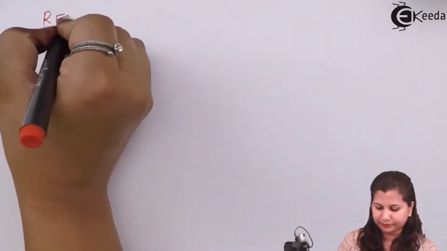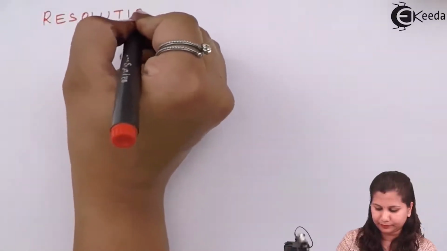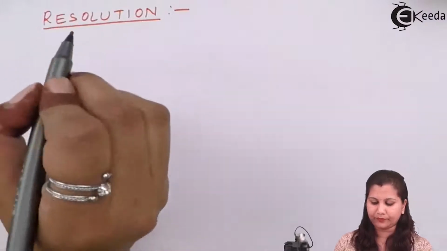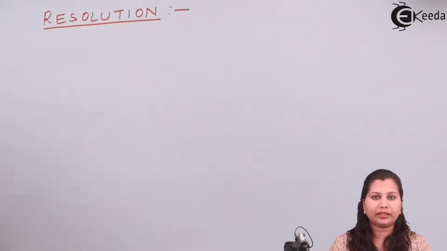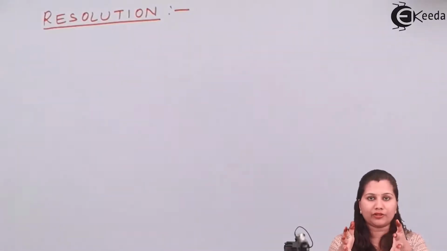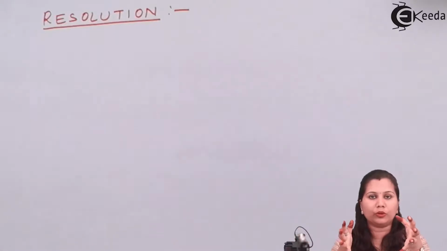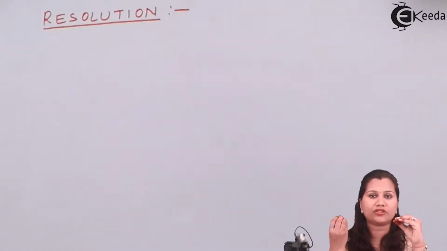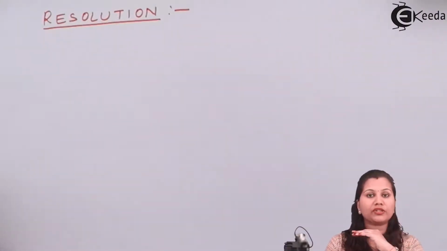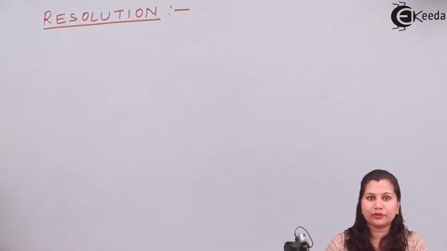Next static characteristic is resolution. Resolution means that suppose we have an instrument, and in that instrument we are applying the input. Now when we are slowly varying the input, we are not getting any change in the output. Like we are applying the input and getting the output. Now when we are slowly increasing the input, if we do not see any change in the output, then that is called the resolution. It means the smallest change in the input for which there is a change in the output is called the resolution of the instrument.